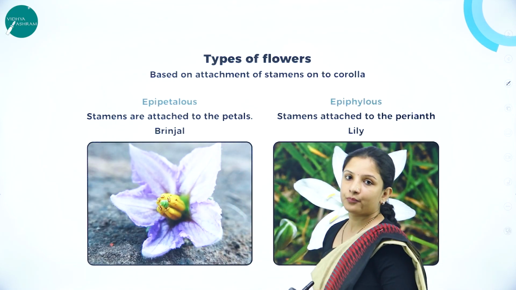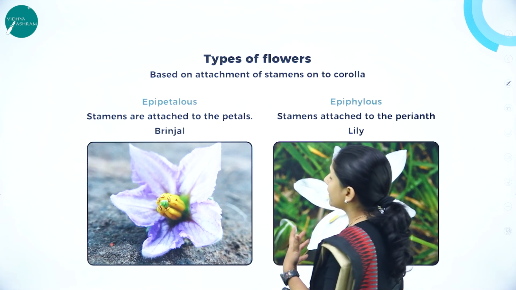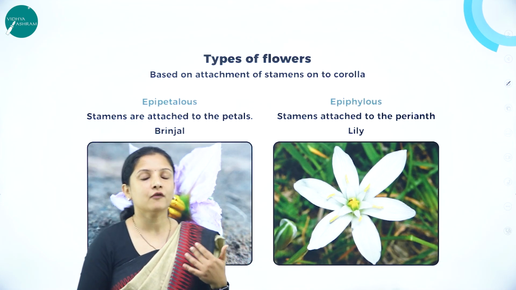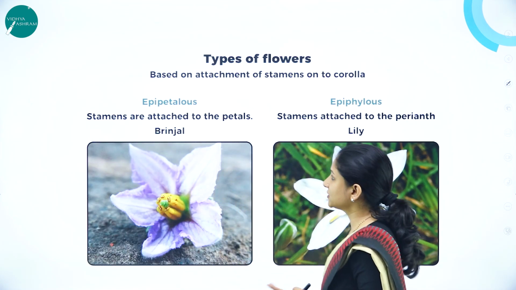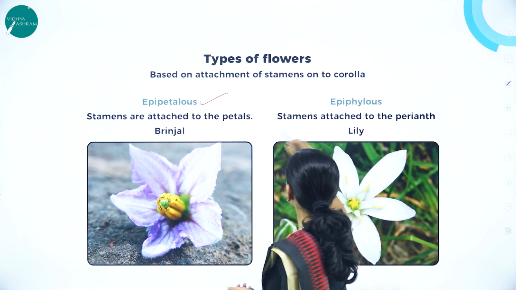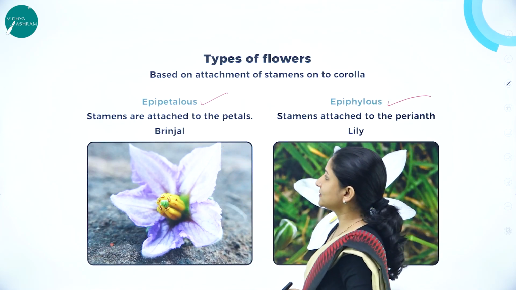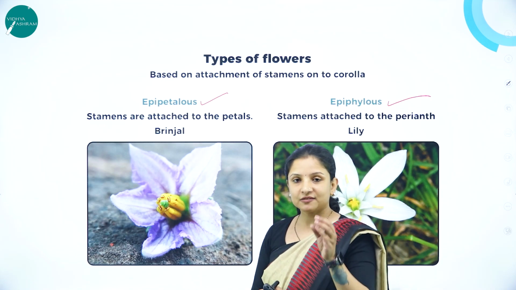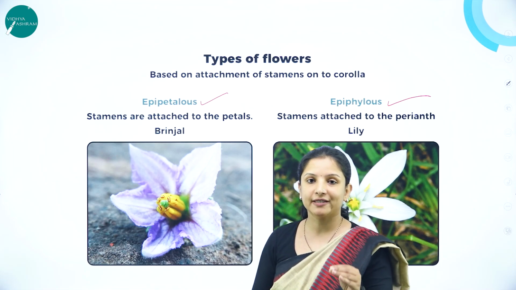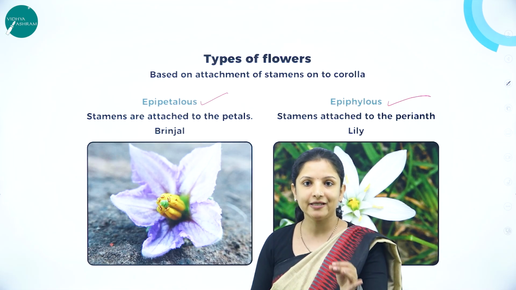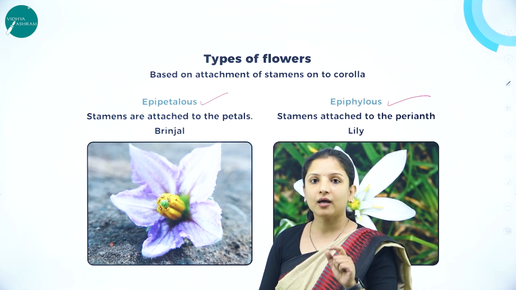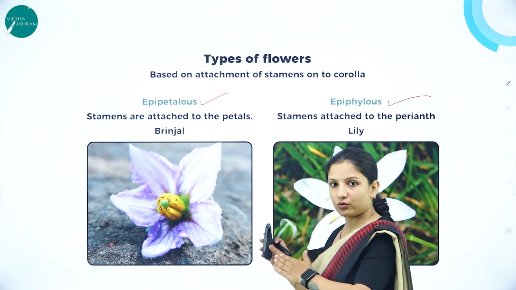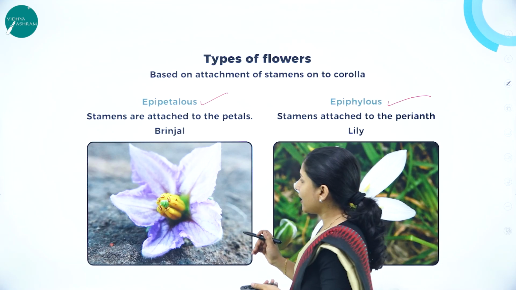Next, based on the position of the androecium, or how the stamens are attached to the corolla or the petal, the flowers can be called of 2 types, that is epipetalous and epiphyllous. If the stamens are attached to the petals, we call it epipetalous. Especially in the Solanaceae members, for example potato, brinjal, chili and all that, they are all placed under one order called Polemoniales because of this particular reason. What is that? Their stamens are attached to the petals.